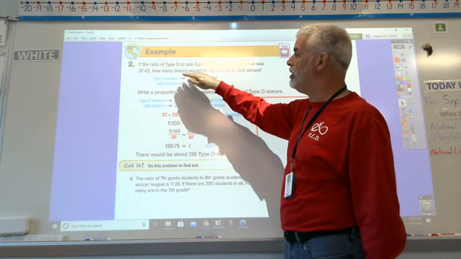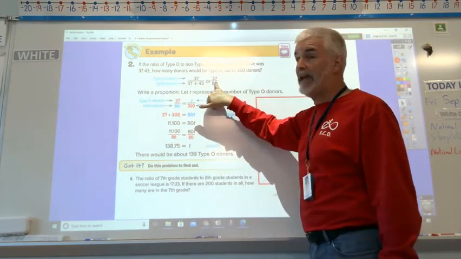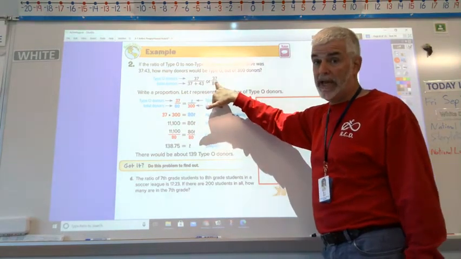So what you know here is that there are 37 type O donors out of a total of 80. 37 out of 80. And so now you're trying to figure out how many would there be out of 300. So that's how you set up your proportion. Type O over total, 37 over 80, equals type O over total out of 300. The type O's is I don't know what it is, right? So I use a letter variable to represent that unknown.